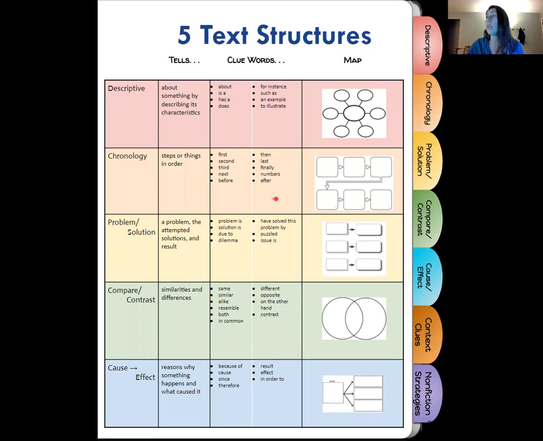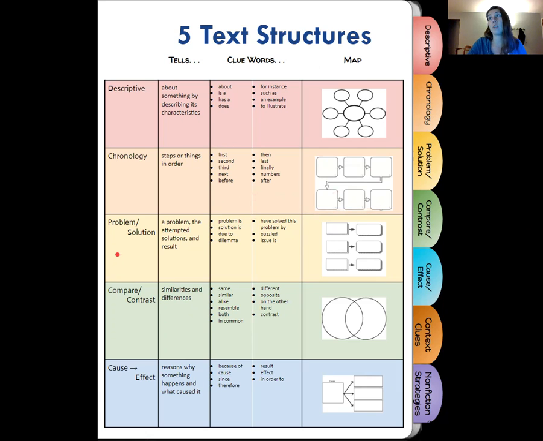So when we look at the map for this, we just see a box with an arrow going to the next step and an arrow going to the step after that, and so on and so forth. That is a good way to map that kind of text structure, just by making a box or a number or a line with arrows going to the next thing.